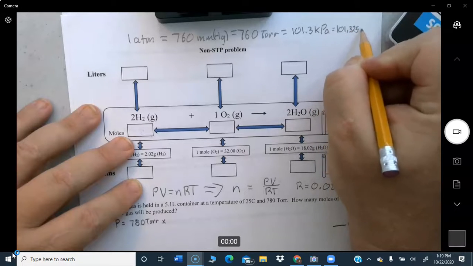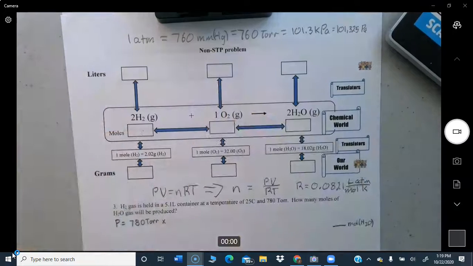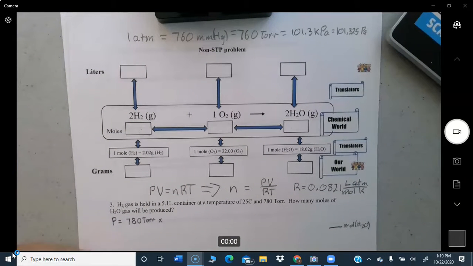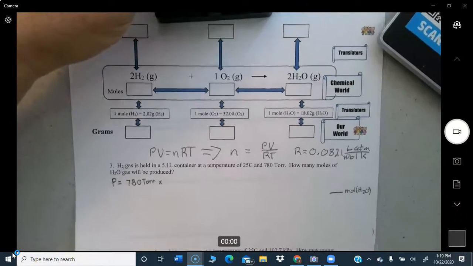101,325 pascals. Okay, so just have those written down on your own sheet of paper and write them out every time you do one of these problems, so they just become natural to you. You shouldn't even have to think about them. You should be doing these pressure conversions just automatically. You just do that by doing enough problems to where they just stick.